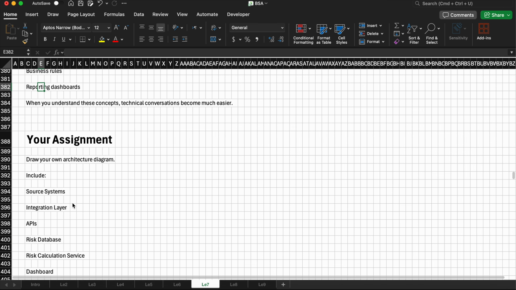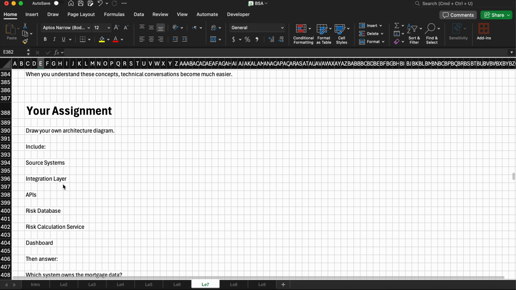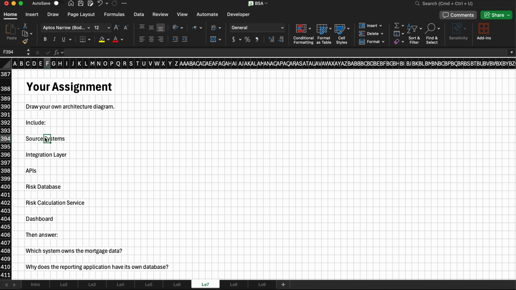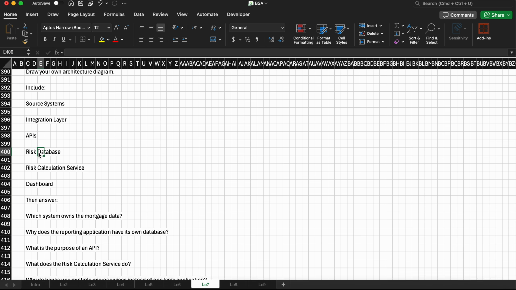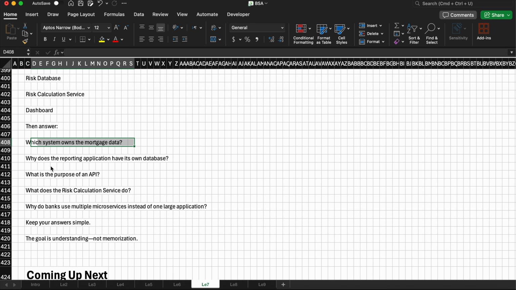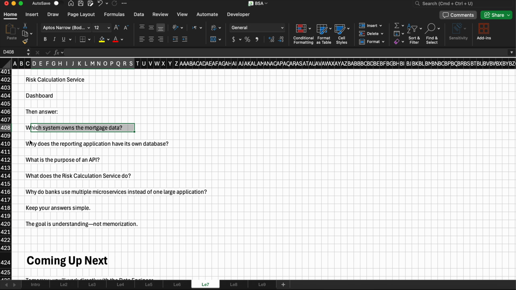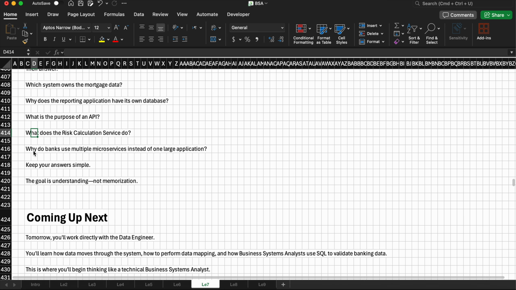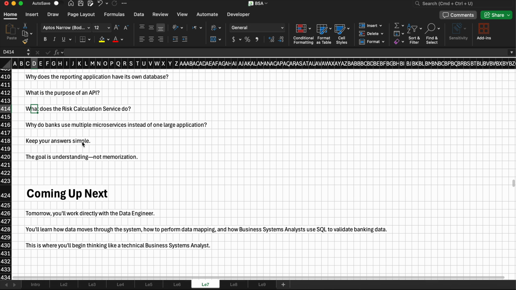Okay, so your assignment: draw your own architecture diagram, which you don't need to do in Word, but just to understand, because I explained, right? So systems, integration layer, APIs, risk database, risk calculation service, dashboard. Then answer which system owns the mortgage data, why does the reporting application have its own database, what is the purpose of an API, what does the risk calculation service do, why do banks use multiple microservices instead of one large application. Keep your answer simple. The goal is understanding, not memorizing.